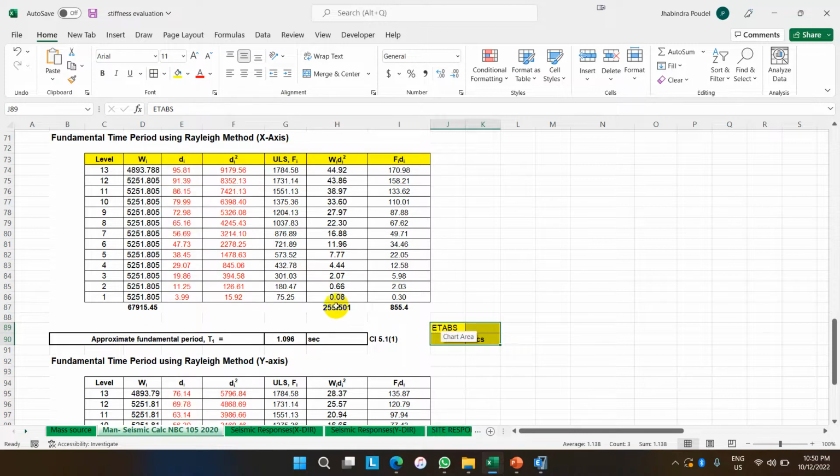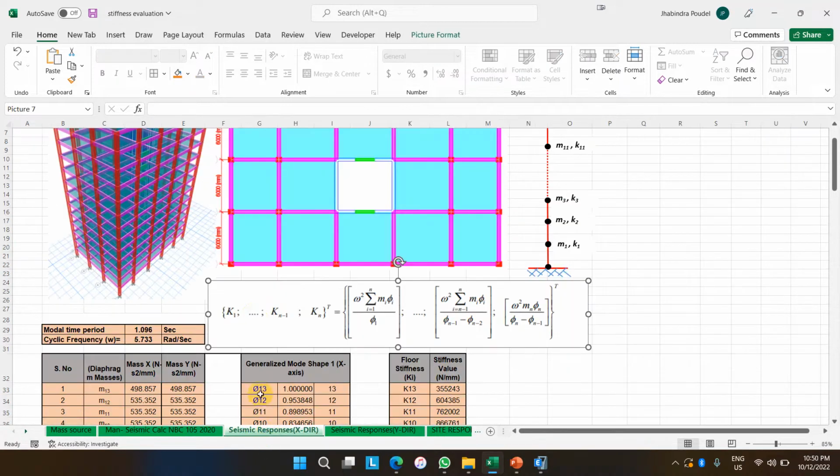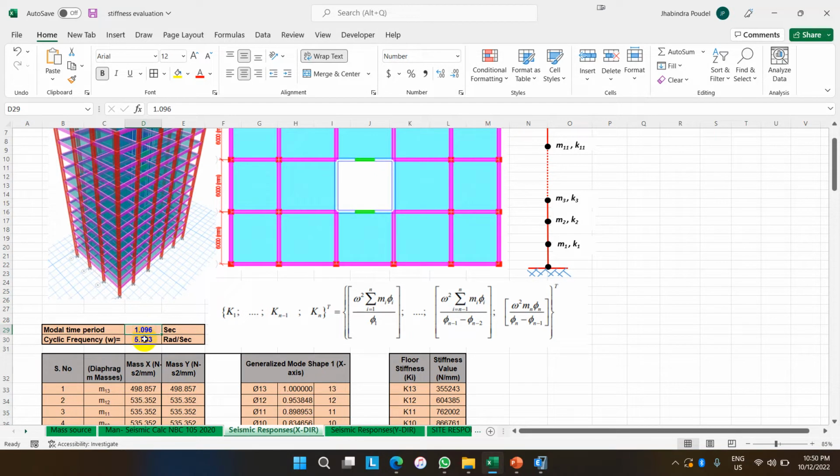So I'll be using this time period for the calculation of story stiffness, and let me go to the stiffness calculation chart. Here is the time period and the corresponding cyclic frequency W, which is 5.733, with the formula 2 pi by T.